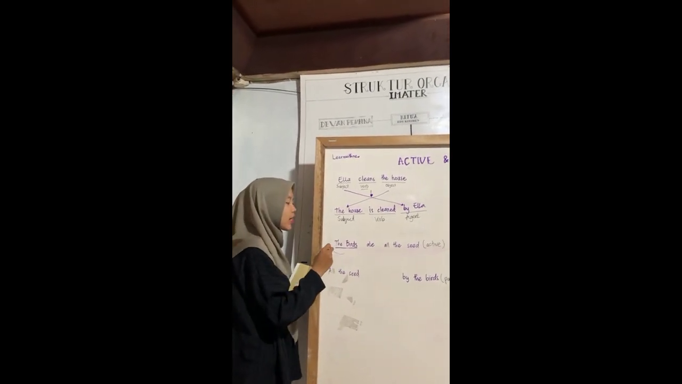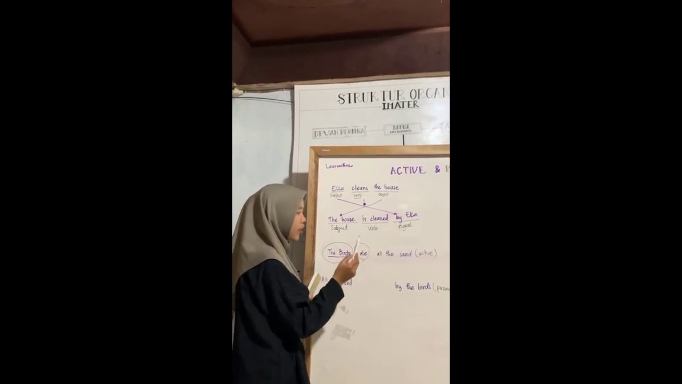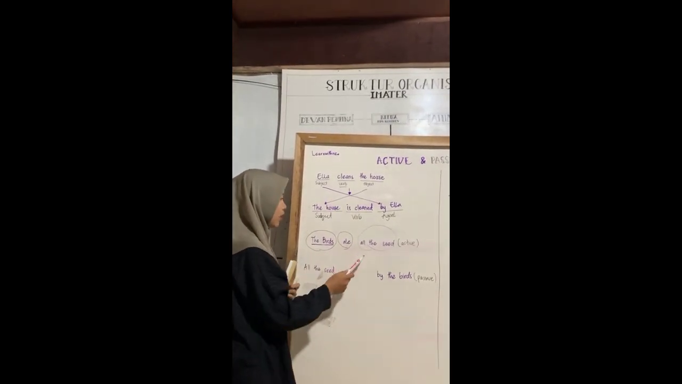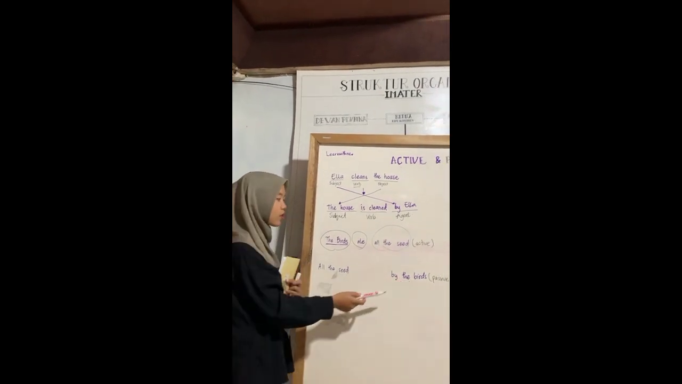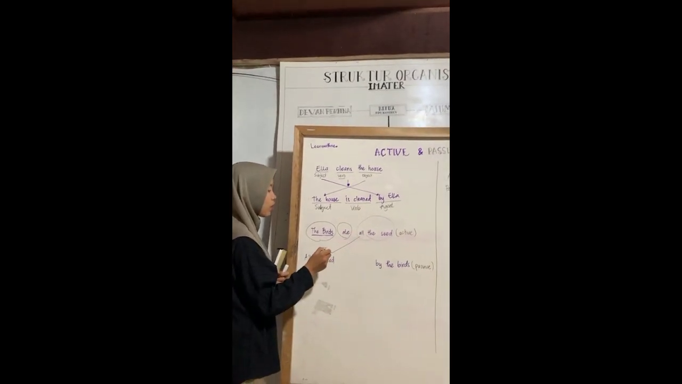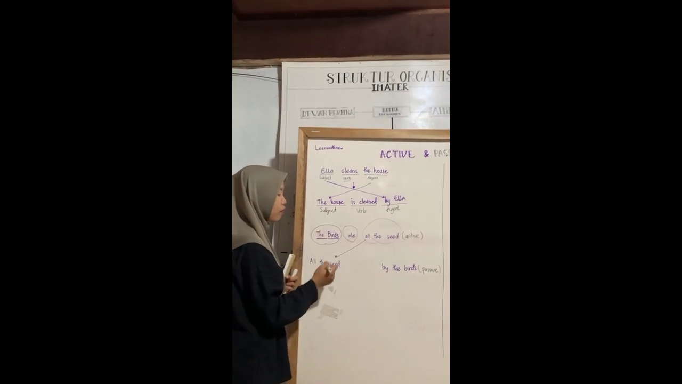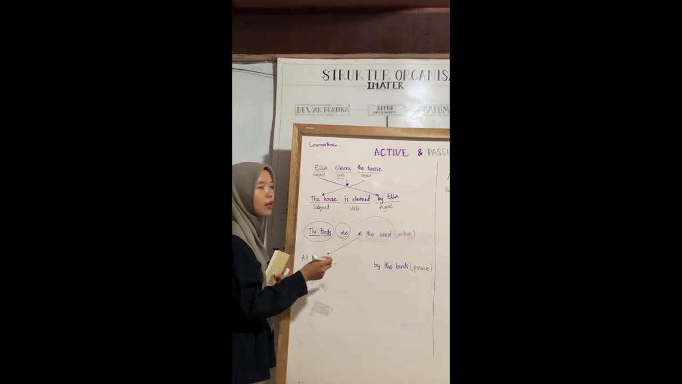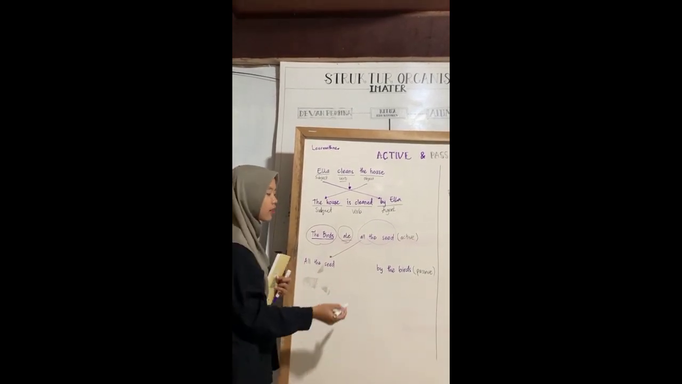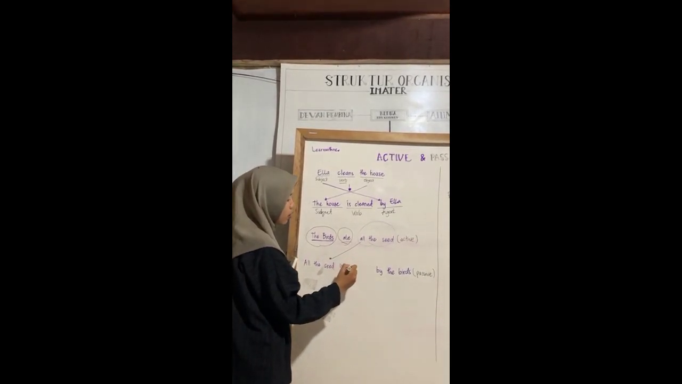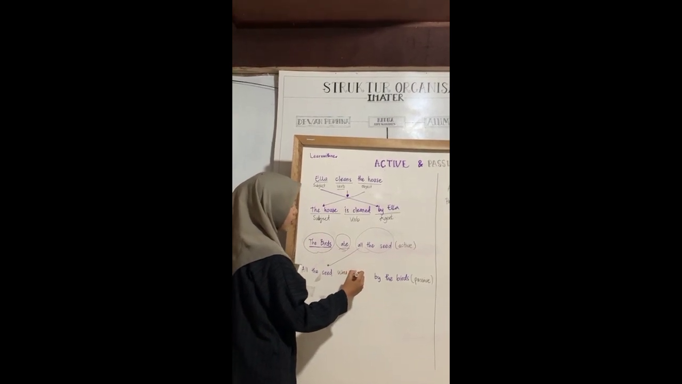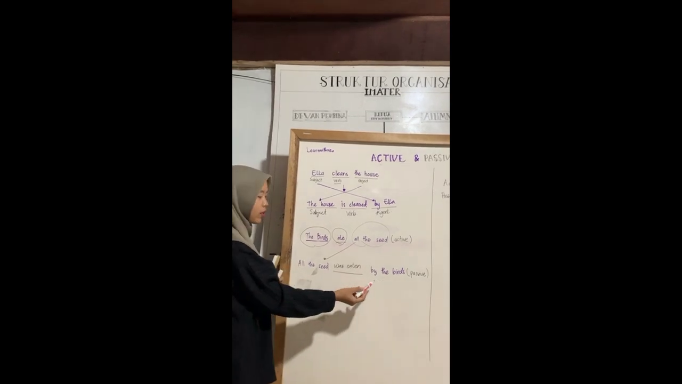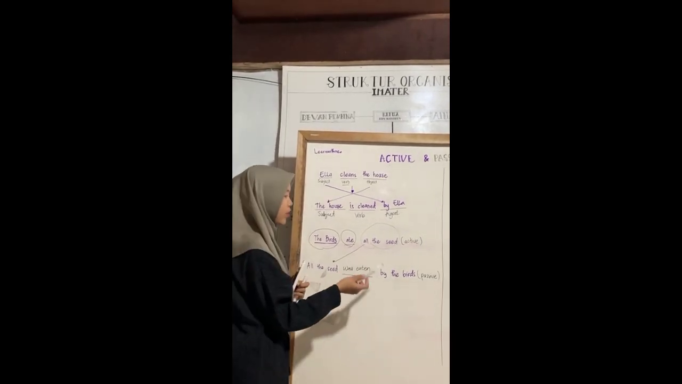The next example is, the bird ate all the seeds. The bird is the subject, ate is the verb, and all the seeds is the object. We need to move all the seeds to the front, before the verb. All the seeds. This was ate, but in the passive voice we have to add was: was eaten. Was eaten by the bird. All the seeds were eaten by the bird.